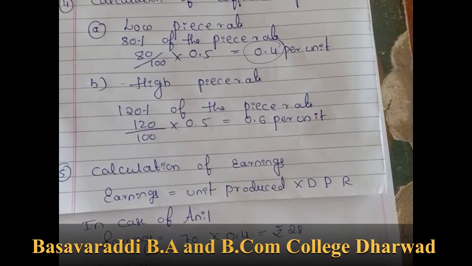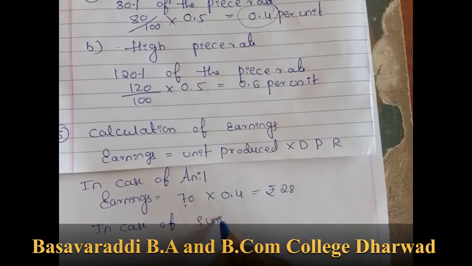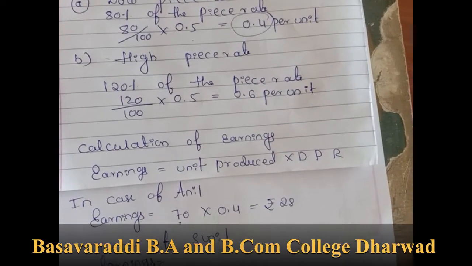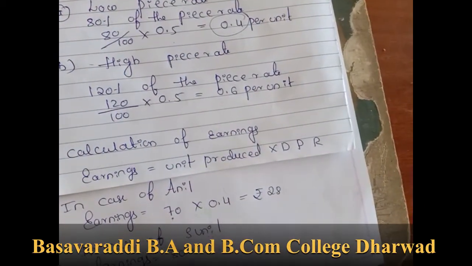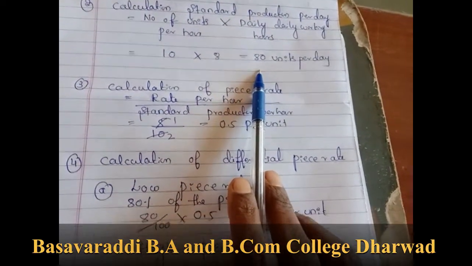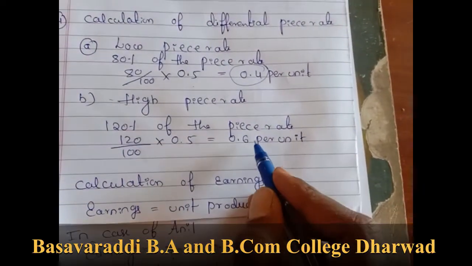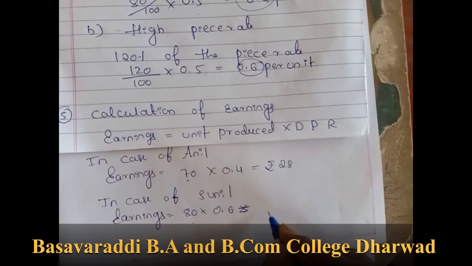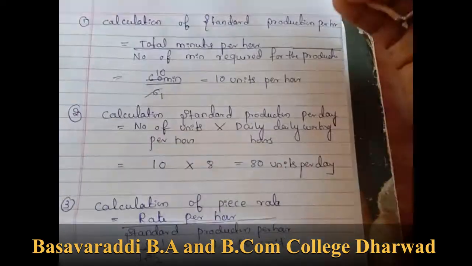Next, in case of Sunil, earnings is equal to 80 units produced, into the rate. Here the standard production per day is 80, and units produced is 80 also. So we have to consider the high piece rate, 0.6. 80 into 0.6 is rupees 48. I hope you understood.